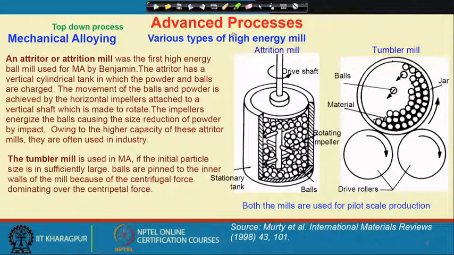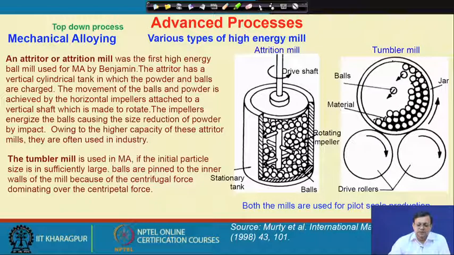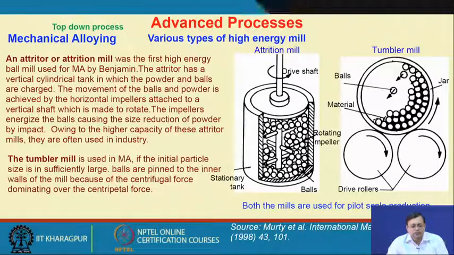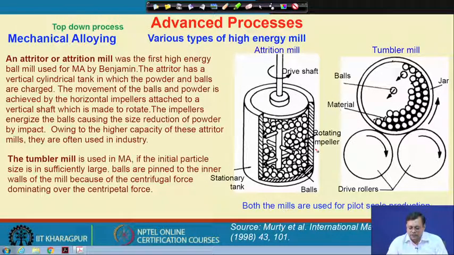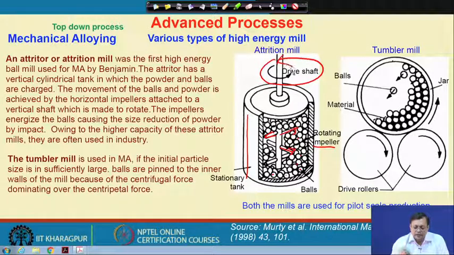Now, the two other mills that I mentioned, the attrition mill and the tumbler mill, are typical different types of high energy mills adopted for industry purposes and for pilot scale production processes. Here you see some rotating pillars that rotate in a grinding medium, where the balls are present, and this is a stationary tank, rotated using a drive shaft. This is a typical attrition mill.